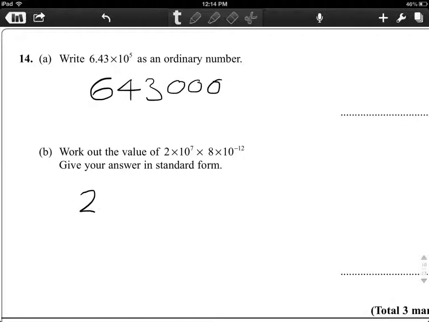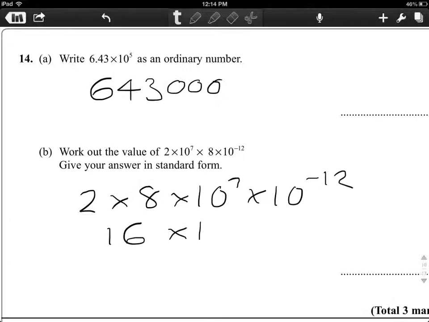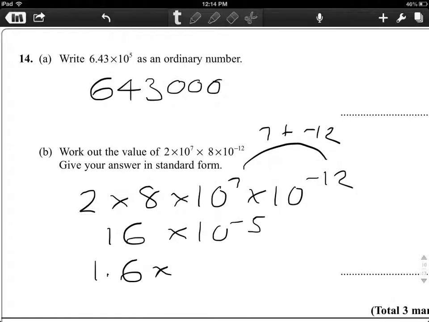Okay, with this we're going to write it out differently. It's 2 times 8 times 10 to the 7 times 10 to the minus 12. This becomes 16 times 10. And the rule when you multiply the same powers is we have to do 7 add minus 12. Gives me 10 to the minus 5. We need to change that 16 to 1.6 times 10 times 10 to the minus 5.